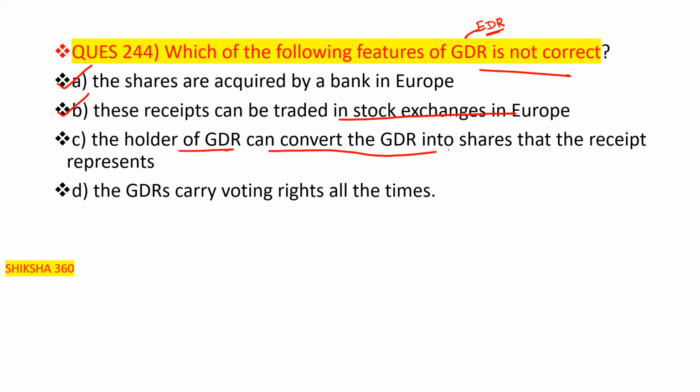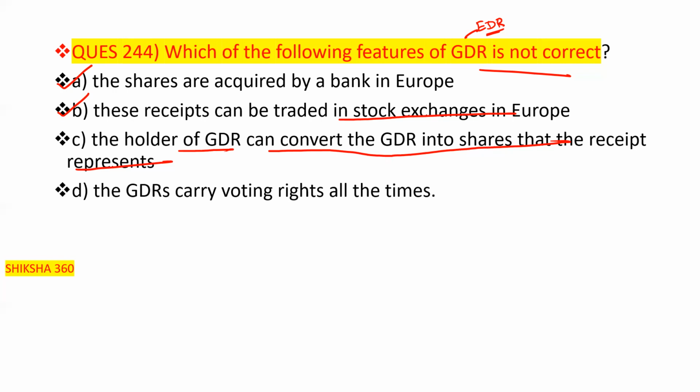can convert the GDR into shares that the SIP represent. Clear? The holder of GDR can convert the GDR into shares, into regular stock, that the SIP represents. So this one is also a correct one.